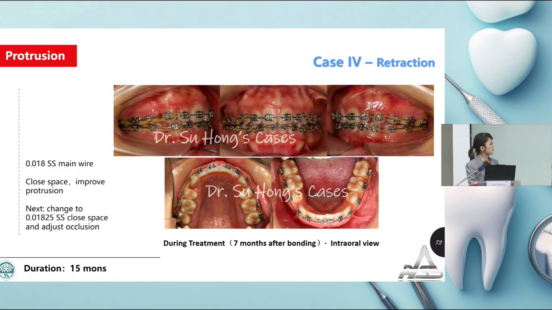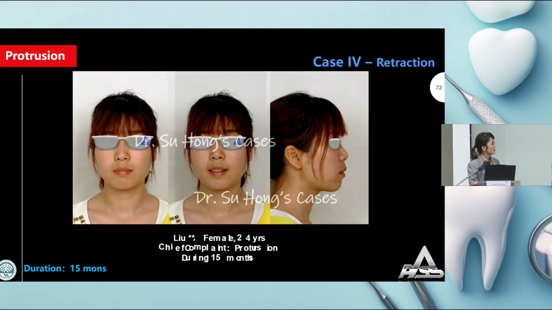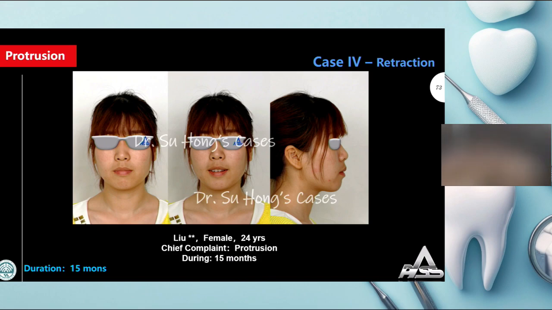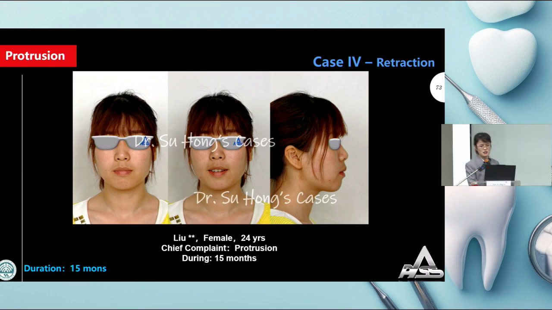7 months after bonding, we used the 18 SS round wire to close space and to improve the protrusion. Next, we changed to the 1825 SS rectangular arch wire to close space and adjust the occlusion. Only 1 year and 3 months, we got a beautiful girl. We finished all the treatment of this severely protrusive adult patient with the PASS system.